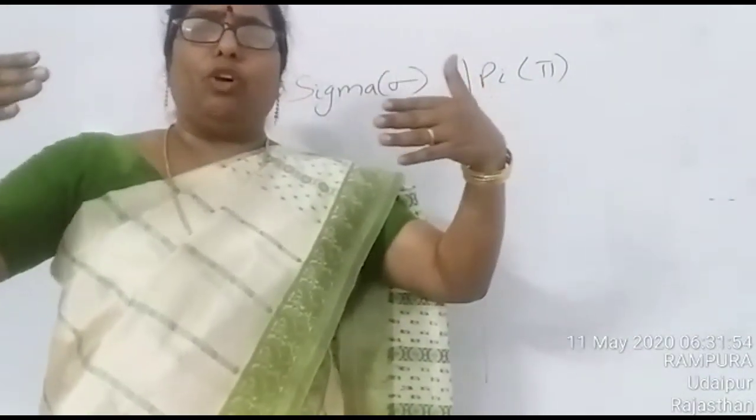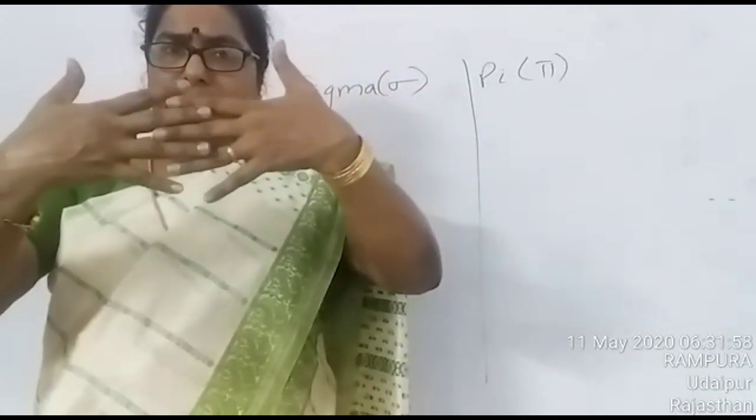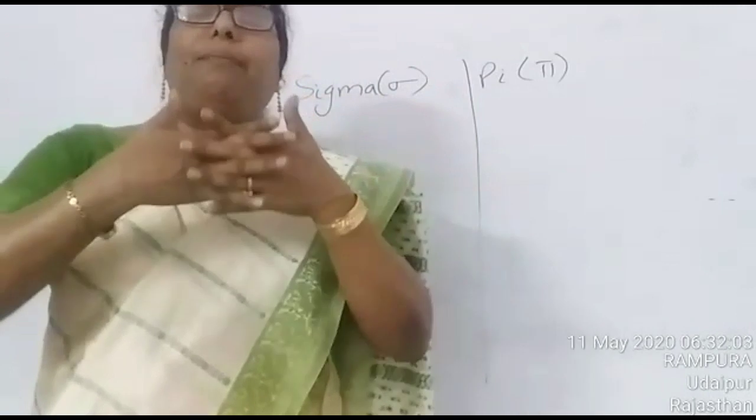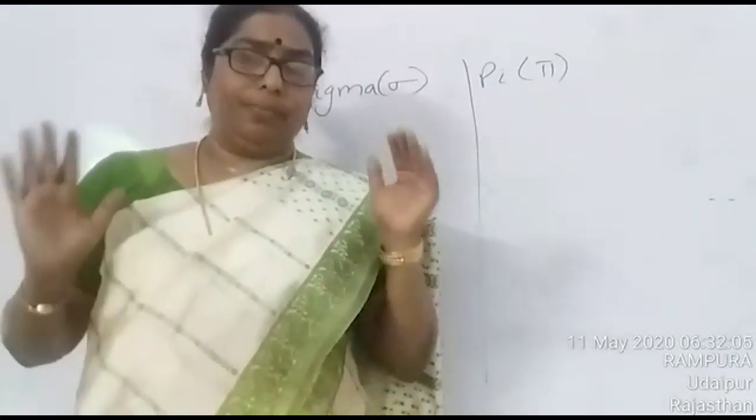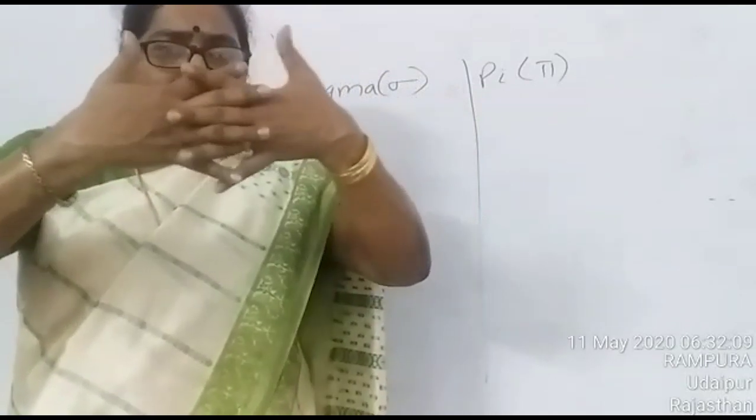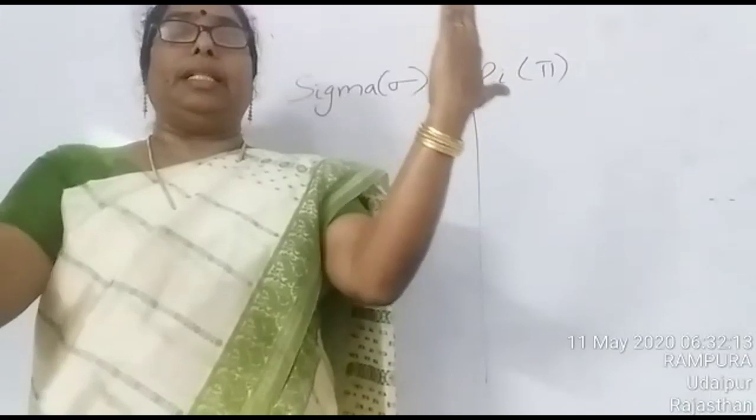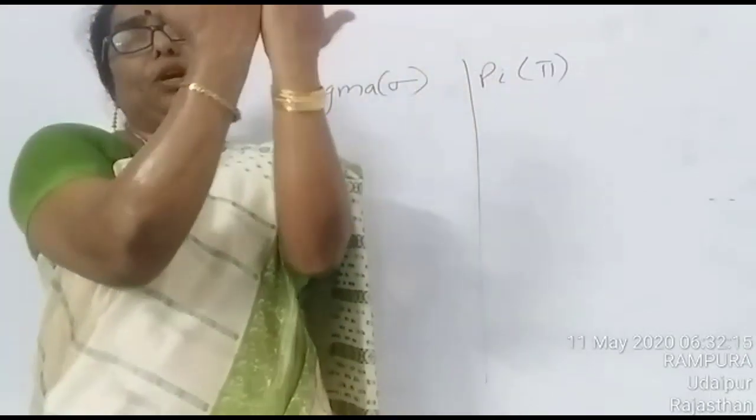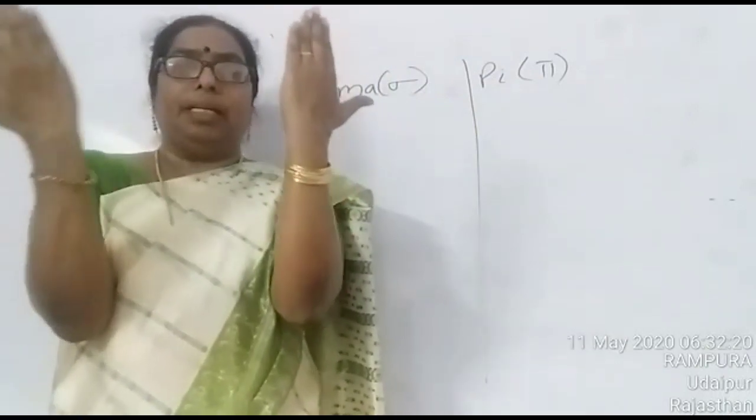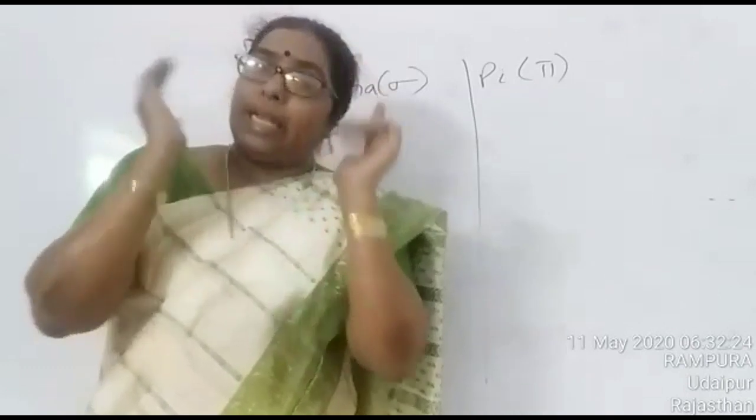When two atomic orbitals undergo axial overlapping, like this, a sigma bond is formed. A sigma bond is formed by the axial overlapping of atomic orbitals. But a pi bond is formed by the sidewise overlapping of atomic orbitals. Is it clear how it is forming? It is formed by the sidewise overlapping of atomic orbitals.